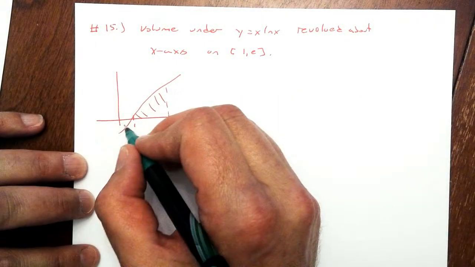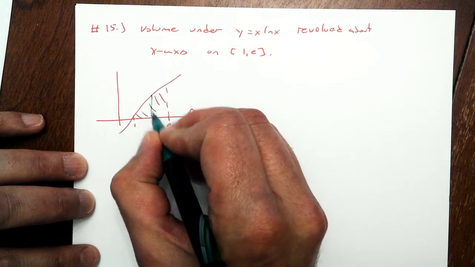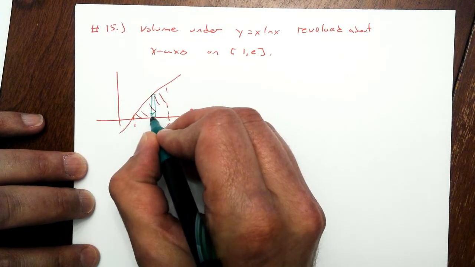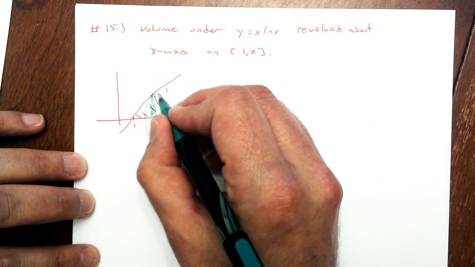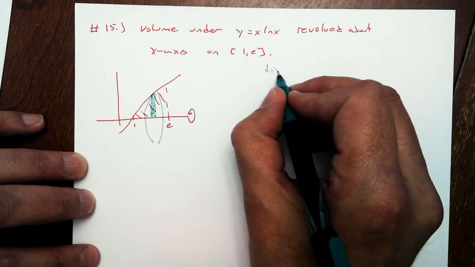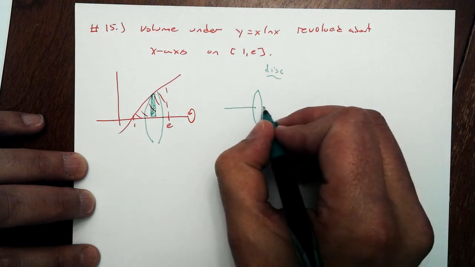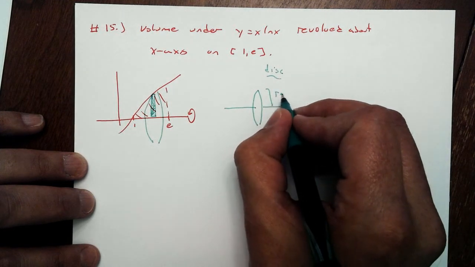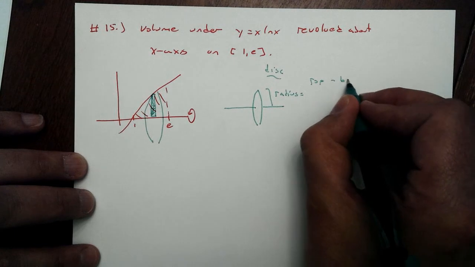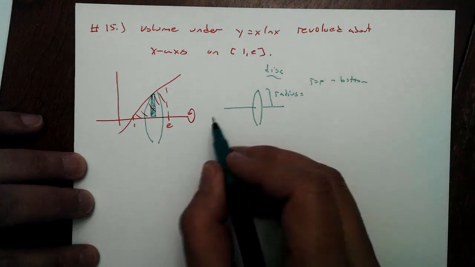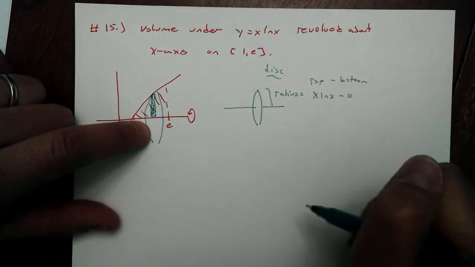If I'm revolving my function about the x-axis, I'm going to draw my rectangle of mathematics. If I revolve it, this will become a solid disk, and I can draw that disk right here. It's going to go through, and I can get the radius. The radius, remember, is always going to be top minus bottom, looking at the rectangle of math. The top is our function, x natural log of x, and the bottom is just y equals 0.